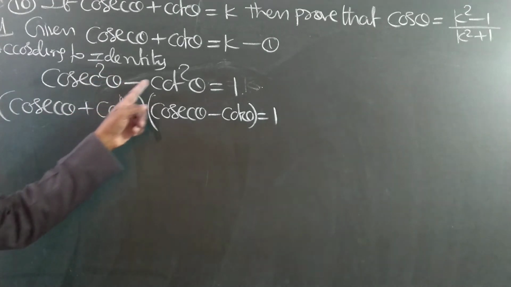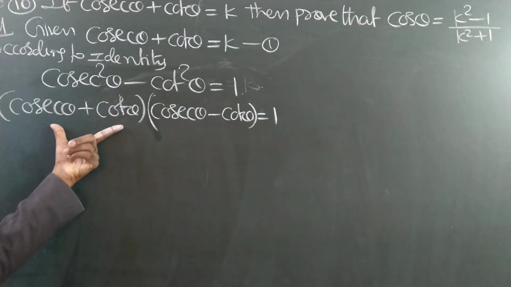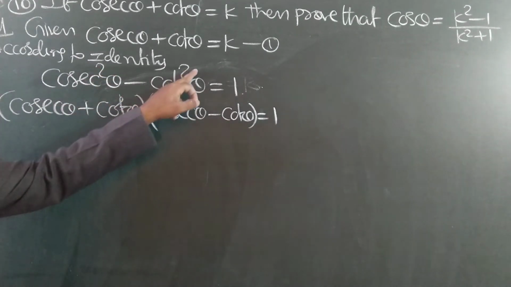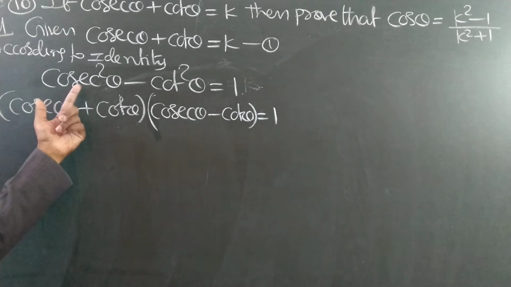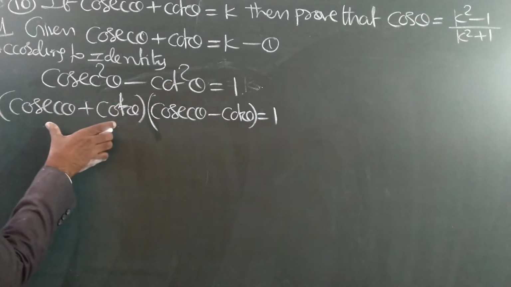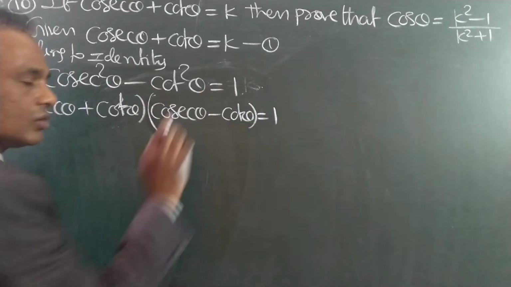A square minus b square is (a plus b) into (a minus b). That means cosecant theta plus cot theta into cosecant theta minus cot theta is equal to 1.